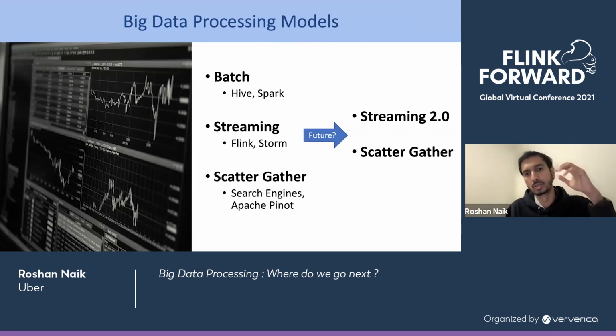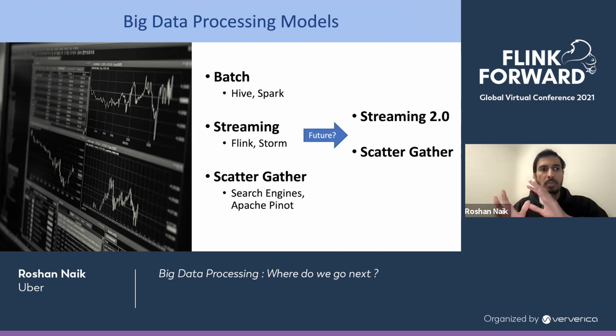Coming back to the initial slide, the goal of this talk was to explore the possibility of going from these 3 models on the left to the 2 on the right. And that's primarily by evolving streaming into Streaming 2.0, which is a pure streaming model that can accommodate all the offline use cases for which we have traditionally been using batch. And because there is no batch involved in Streaming 2.0, we also don't have the batch streaming unification aspects there.